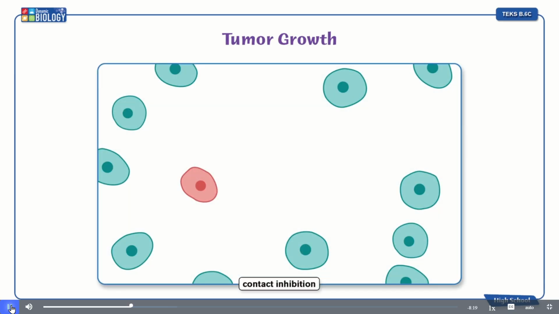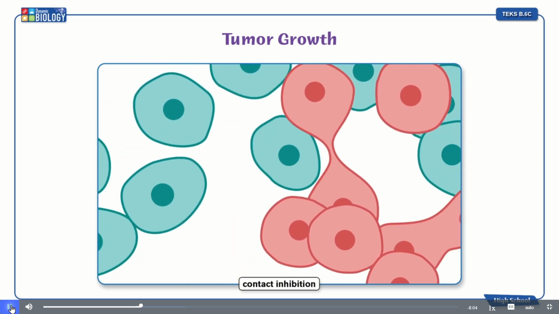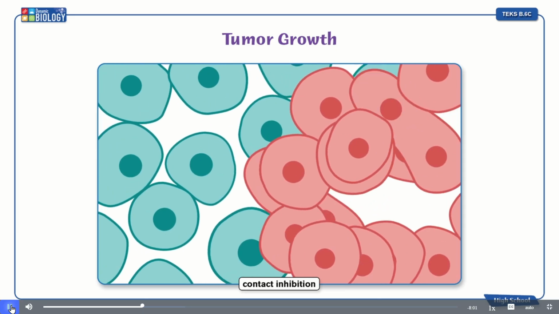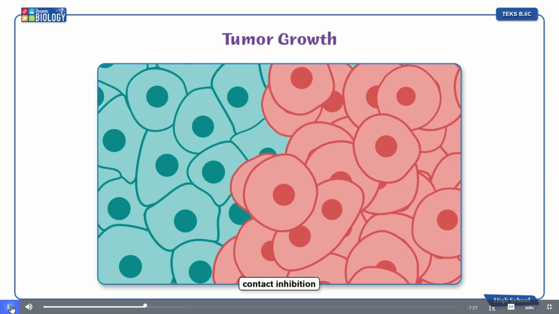Another aspect of the growth of a tumor is the phenomenon of contact inhibition. When normal cells come into contact with each other, they slow the rate of division. In contrast, when cancer cells come into contact with other cells, they do not slow the rate of division. A disordered clump of cells forms a tumor.